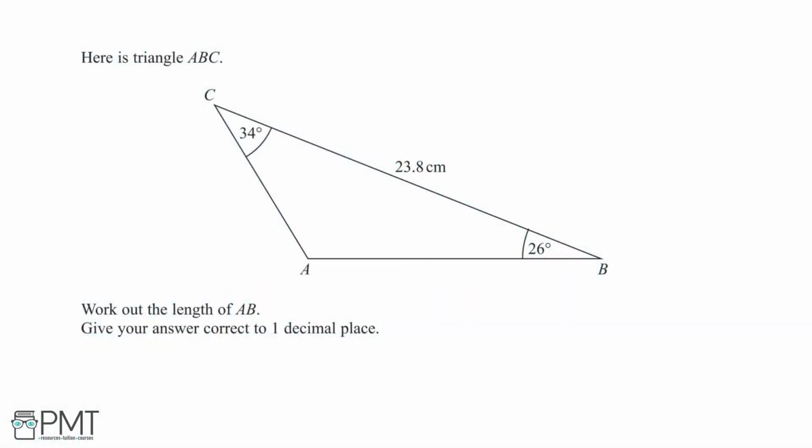Given a triangle ABC, we have been asked to work out the length of AB, giving our answer correct to 1 decimal place. And this question is worth 3 marks.